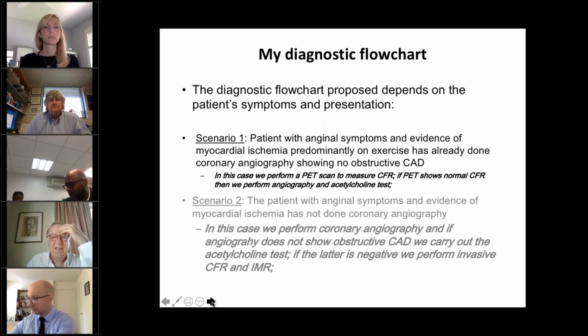Next slide. So this is my diagnostic flowchart that I use in my practice. Now, in a patient like the one I've shown you before that has already done one angiogram, I would not repeat angiography. So my choice would be to go for a PET.